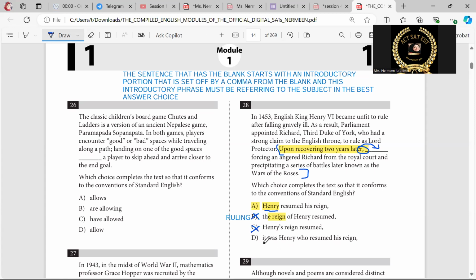Where is the subject here, dear? It was Henry who resumed his reign. So what is the subject here for was? It. It can be the one who has recovered 2 years later. No, it refers to something. It refers to Henry. Yes, dear. Is it easy to recognize the modifier questions and to answer these questions? Yes, it's very easy.